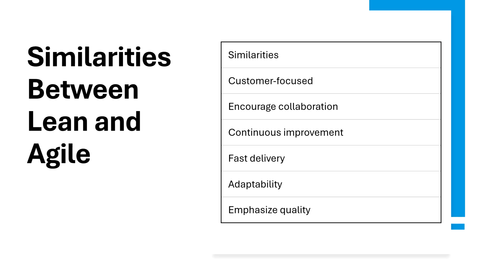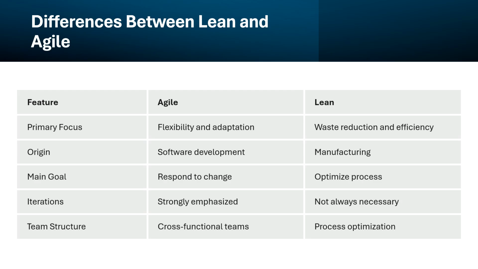So similarities क्या है agile and lean में? Both approaches focus on customers, encourage collaboration, support continuous improvement, promote fast delivery, and they are adaptive. ये point मैंने आपको पहले भी बताया. And they emphasize on the quality of development. So as we can see कि both approaches aim to improve software development efficiency and customer satisfaction. लेकिन इनमें कुछ differences भी हैं. अब वो differences हम देख लेते हैं.